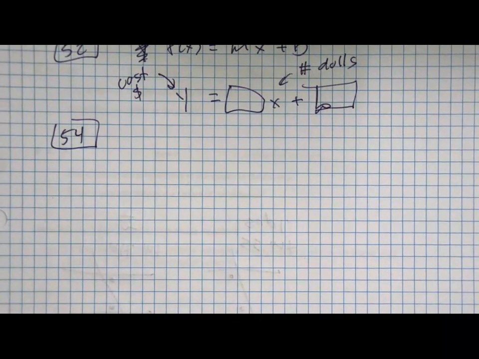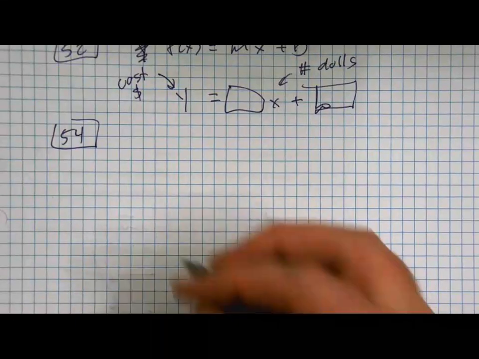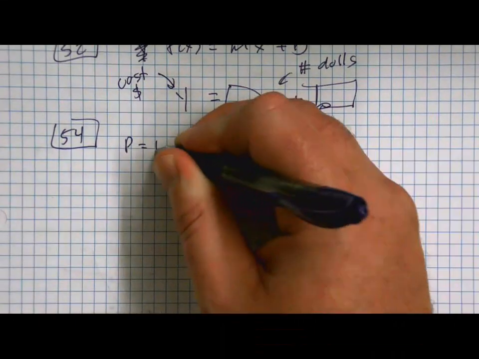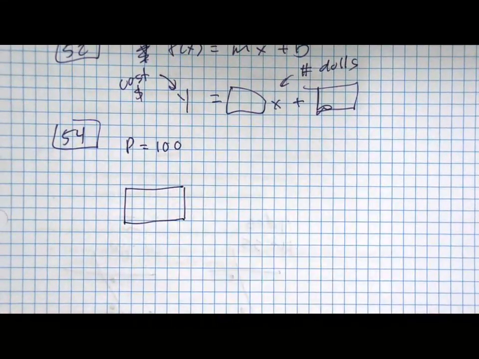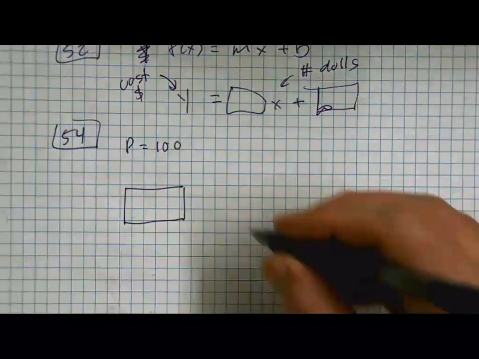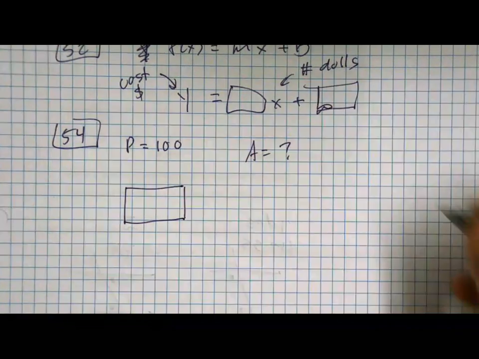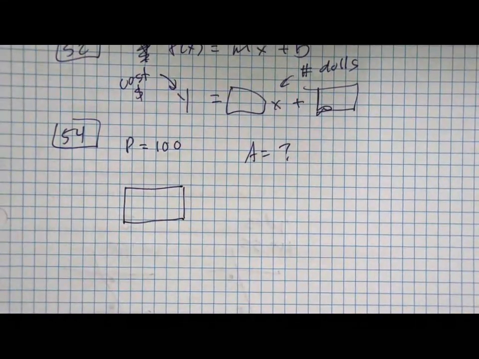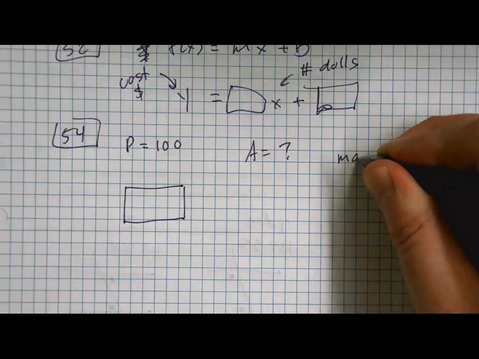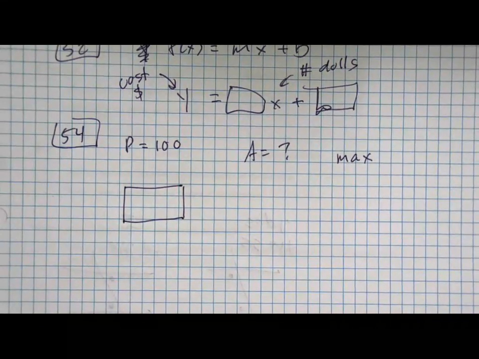So the idea here is that we have a rectangle, and it has a perimeter of 100 feet. So I'm going to draw myself a rectangle. And we want to maximize our area. So I don't know what the area is because I haven't chosen my dimensions for the rectangle yet, but I want it to be the max area that I could possibly do.